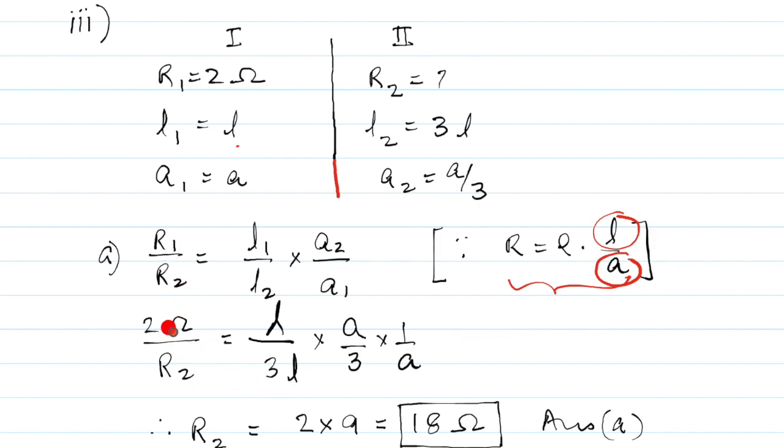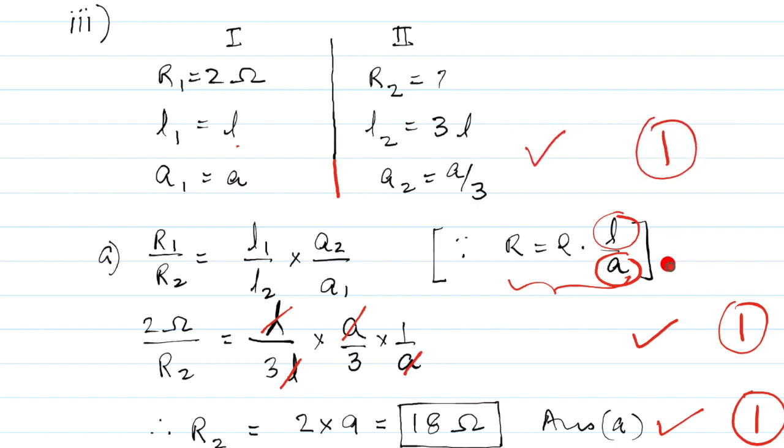Okay, so we substitute 2 ohm upon R2 and L1 is L, L2 is 3L, A2 is A upon 3, can you see that? And divided by A1 means divide by A. So L and L gets cancelled, A and A gets cancelled. So we have 3 3s 9, 9 into 2 is 18 and R2 multiplies here. So that will be R2 equal to 18 ohm. So to get this you will have 1 mark. Now remember it's a 3 mark question. So to substitute correctly would be 1 mark, and to get all this part, that will be for 1 mark.